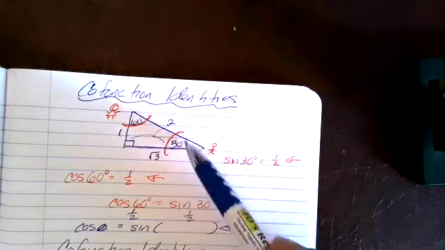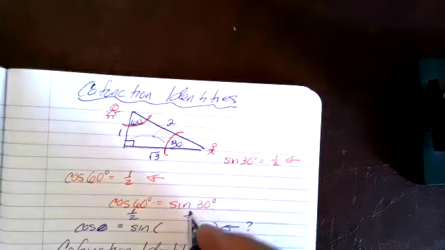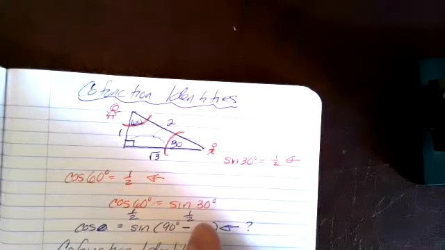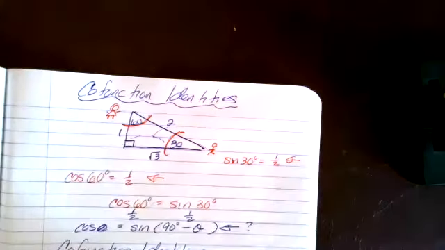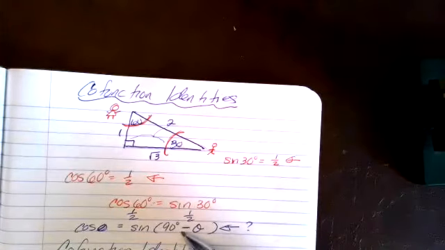Well, I know these two angles are complementary. They add up to 90. So I could write this as whatever theta is, this is going to be 90 degrees minus theta. So if this is 60 degrees, this will be 90 minus 60, which is 30. If this is 70 degrees, then this is going to be 90 minus 70 degrees, it's going to be 20.